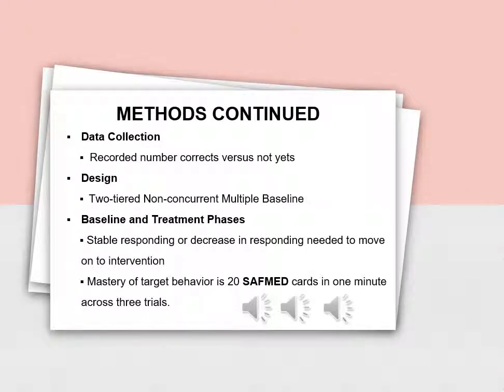In regards to data collection, the data collection sheet used by participants captured the following information: the participant's name, session number, number of correct responses, number of not yet responses, total responses, percentage correct, and observer name. The onset of data collection began once the timer started and ended at the 1 minute mark. However, no data was physically written down until after the timer went off.